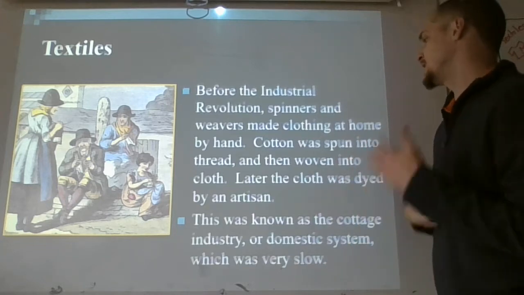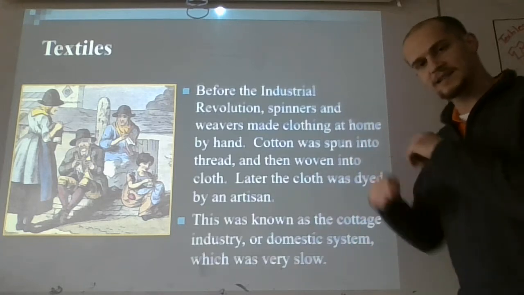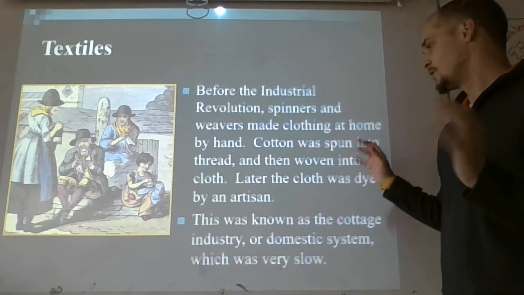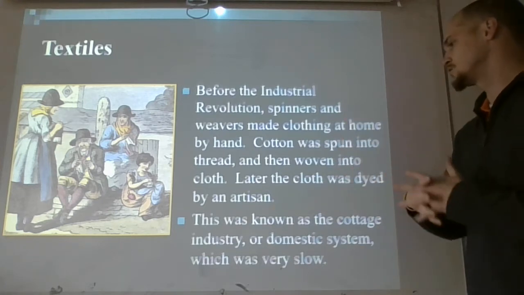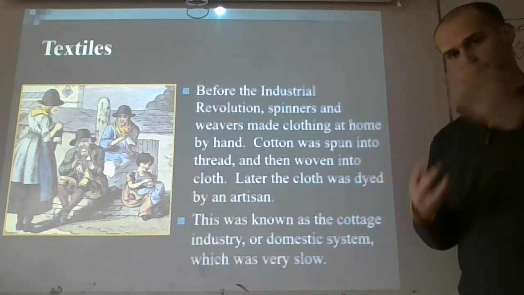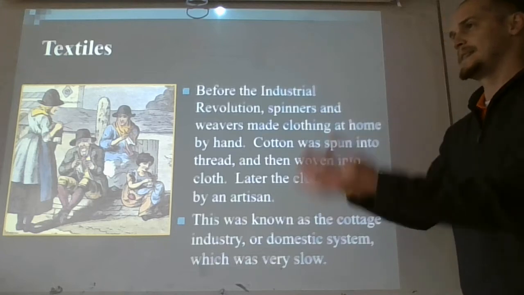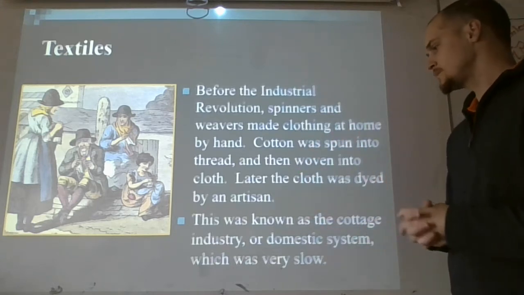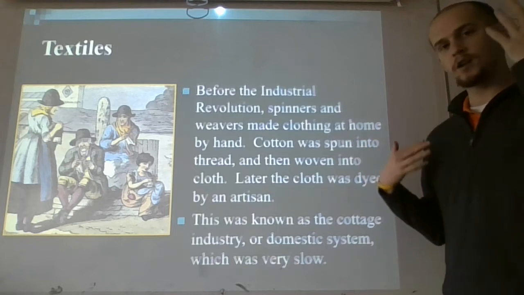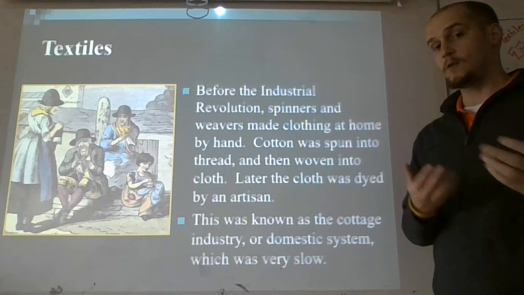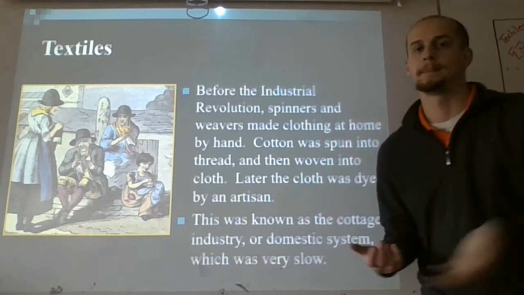Cotton is spun by hand into thread. Then it's sewn up together, threaded, combined, braided, woven, whatever word you want to use. And then they would take that cotton cloth that was put together, and then they would take it to an artisan or a person who would then dye it. And this is all known as the cottage industry, cottage being their home, and they worked from home.